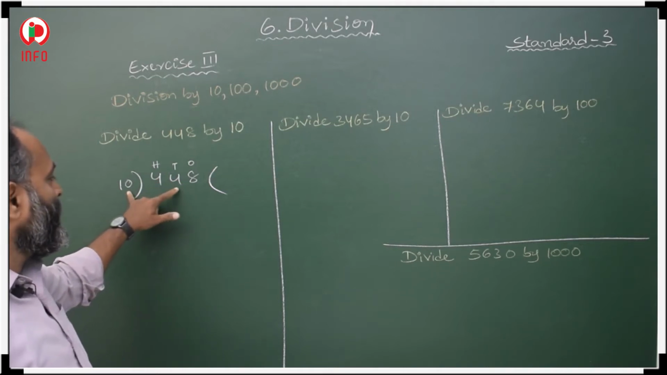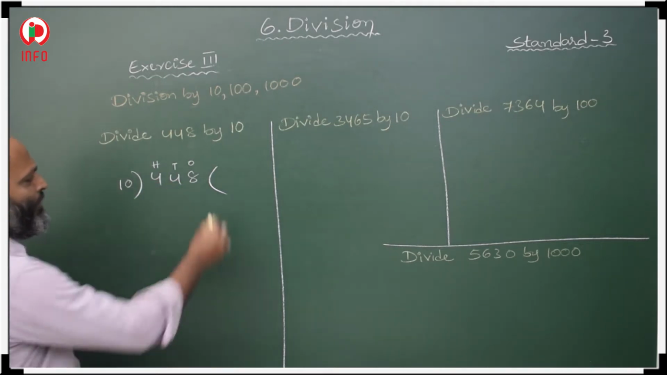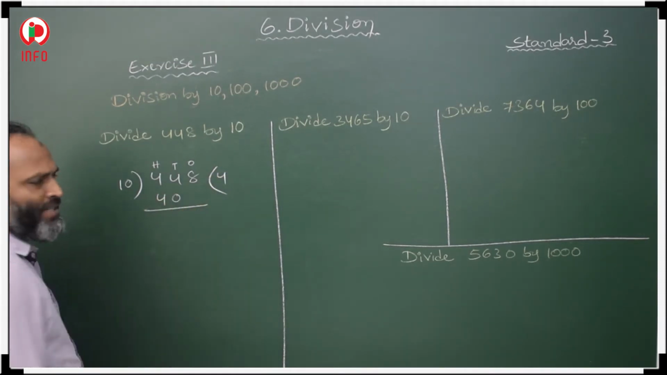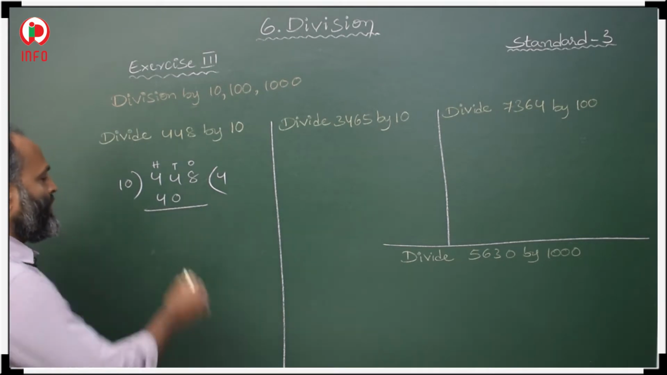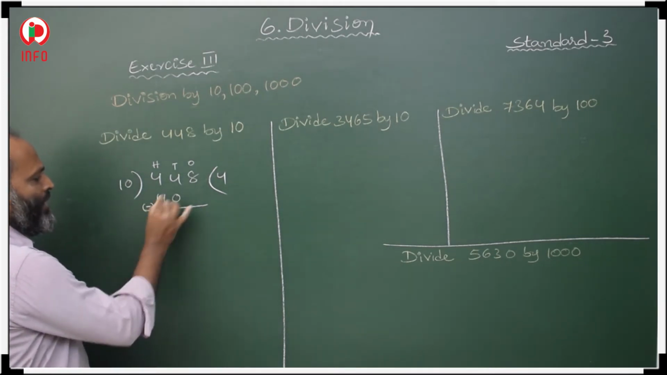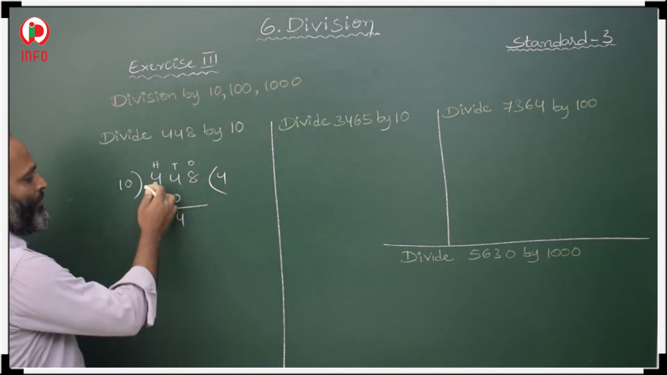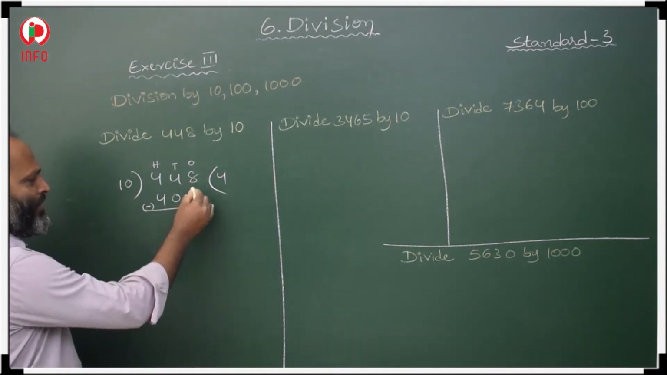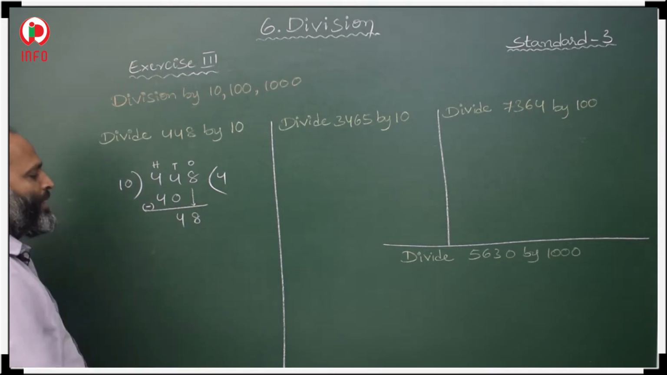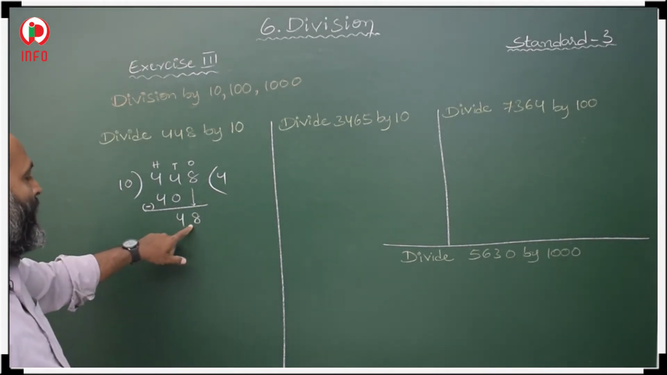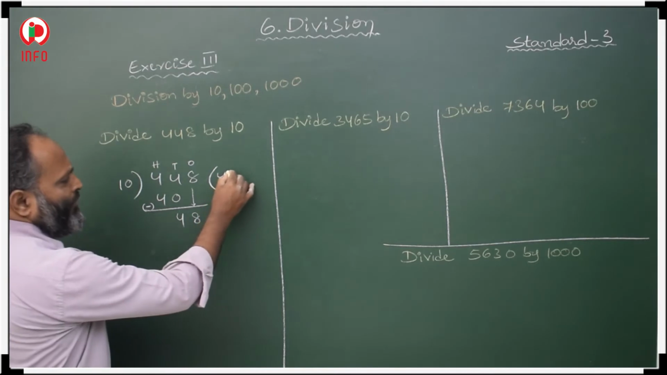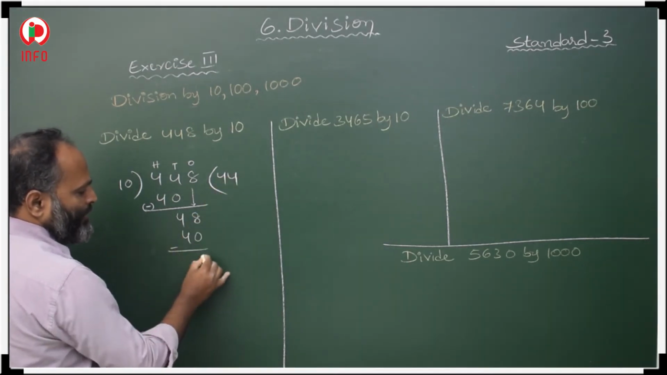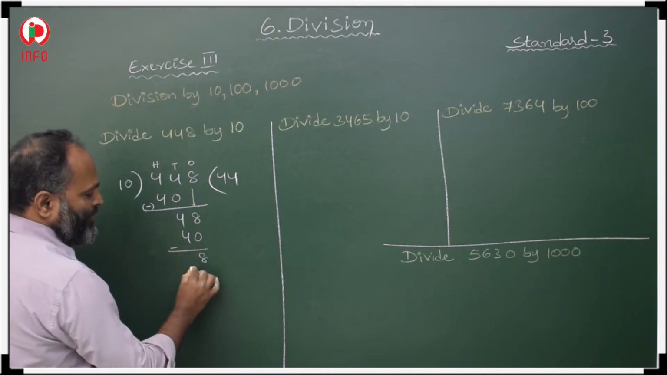In the 10 table, when will you get 44? 10 4s are 40, 10 5s are 50, so we won't take that one. Minus: 4 minus 0 is 4, 4 minus 4 is 0. Then after that, copy this 8. Again 48, when will you get 48? 10 4s are 40 again, then minus: 8 minus 0 is 8, 4 minus 4 is 0.